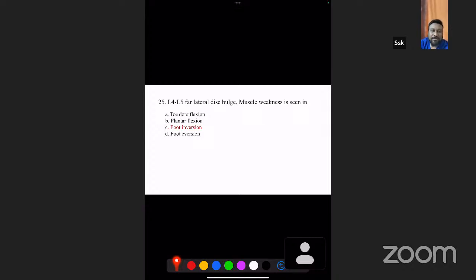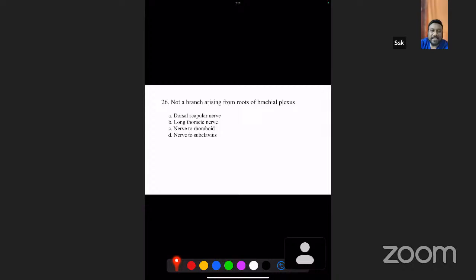So that is going to involve the foot inversion. So tibialis anterior and EHL produce dorsiflexion and inversion of the foot, which will be affected when there is a far lateral L4, L5 disc collapse. So it's a very important question and I have explained it to you in detail in the videos.